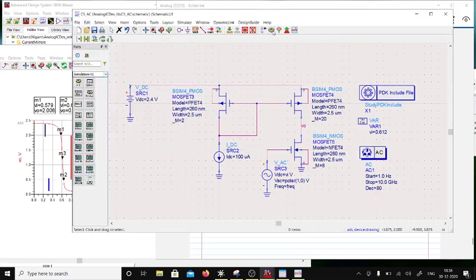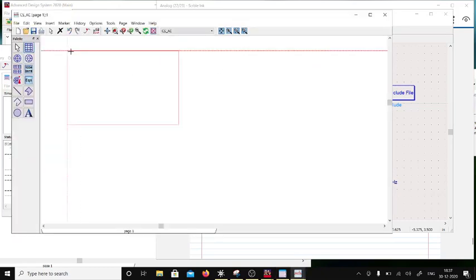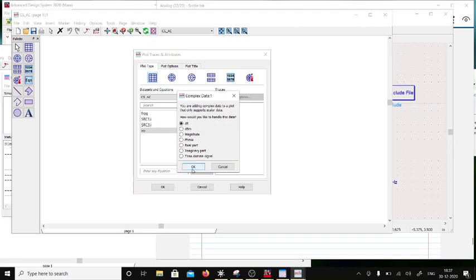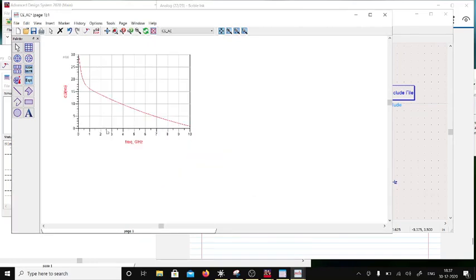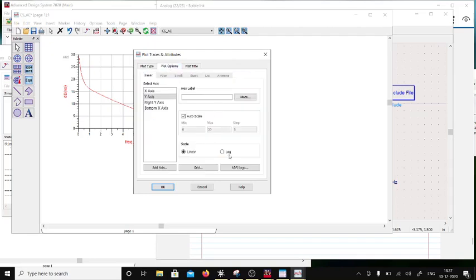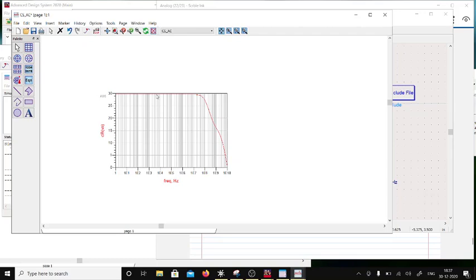So now I'm going to hit the simulate button, and then I'm going to plot VO in dB. So that would be the gain, and then I will put the axis to be a log axis. Okay, so now what you see here is a familiar Bode plot.